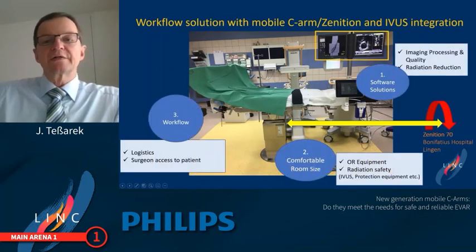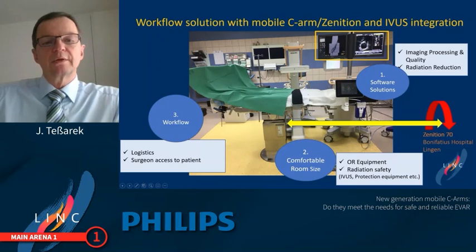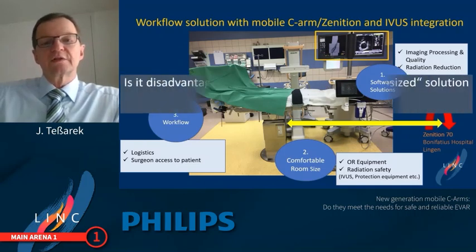And the system has high resolution screens, integrated IVUS, all image processing options. So we have the software solutions. We still have a comfortable room size here to let people walk around the yellow radiation control area. And this, again, allows an optimal workflow with all logistics in place.